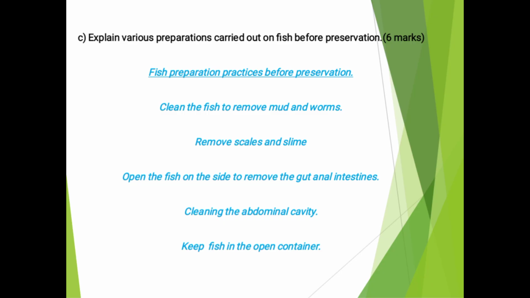Part C. Explain various preparations carried out on fish before preservation. Before we preserve fish, what are some of the things that we do to the fish before preservation? So we clean the fish to remove mud and worms. We also remove scales and slime. We open the fish on the side so as to remove the gut and anal intestines. We also clean the abdominal cavity, and we keep fish in the open container. That is done before preserving the fish. Okay, next.